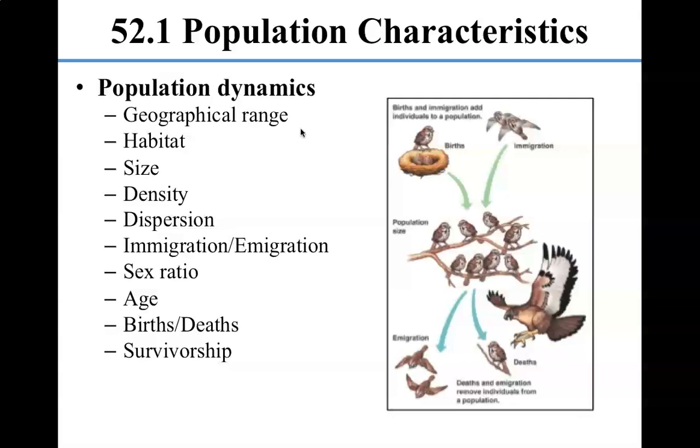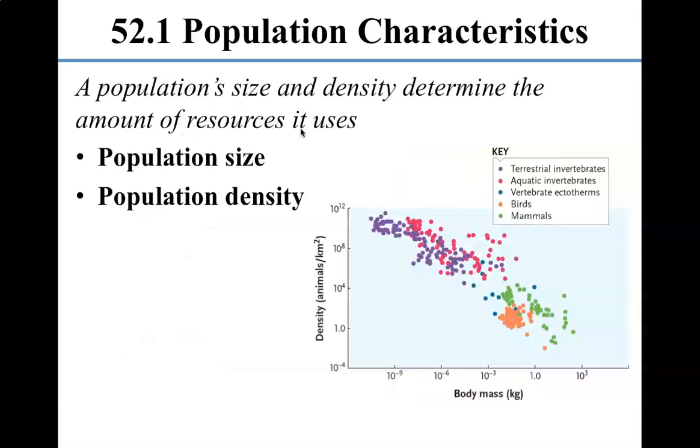So let's talk about these different factors. So first is population size. This is simply the number of individuals in a population at a particular time. So what's the population size of squirrels on Milligan's campus?